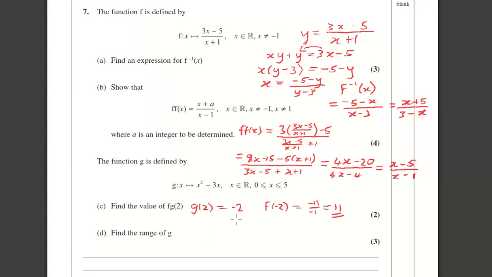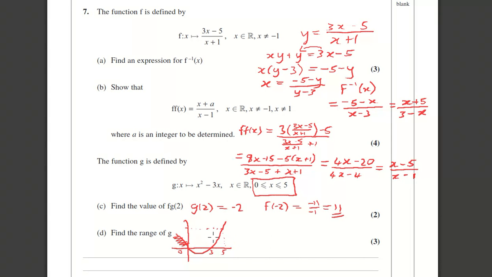Find the range of g. Be careful here. This is a quadratic, yeah? And it's a quadratic which goes through the origin and 3. Yeah, it goes like that. And you always want to draw it for range if you can. The reason why I say be careful is because they restricted the domain. So we're only actually going up. We don't want that little bit of the curve. Might as well scribble that out. We want it up to here, yeah?